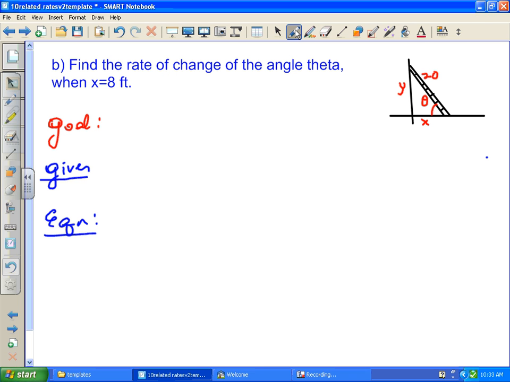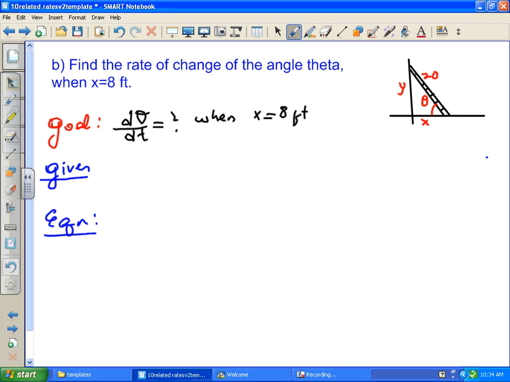So once again, we need the goal, we need to state what's given, and then we need to find an equation that relates all those variables. Let's begin with the goal. As a derivative, what are they asking here? Good, d theta dt, the rate of change of the angle theta as time goes by. That's what they want to know. Find d theta dt when x is equal to 8, at the moment when the base of the ladder is 8 feet from the wall.